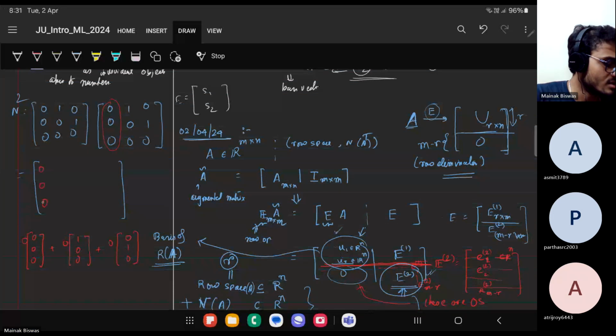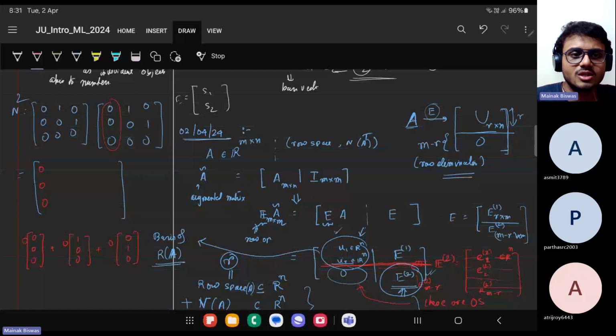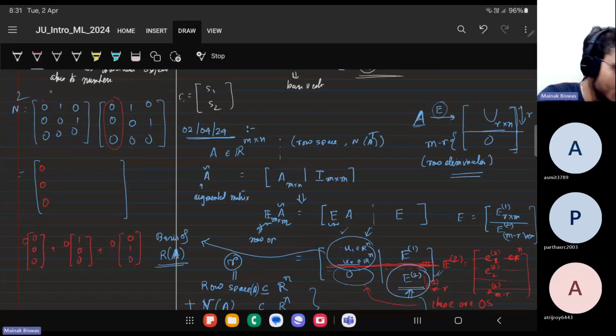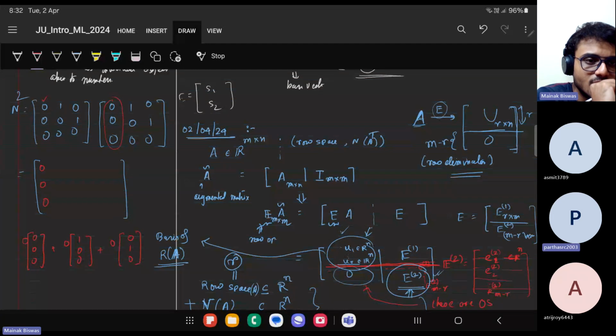So if I ask you now, what is the first row? You have told me the column picture, now row. If I tell you write the first row, what will you write? Linear combination of the rows it will be. 0 into 0, 1, 0. So it is 0. That doesn't contribute. Next, 0 into 1 into 0, 0, 1.